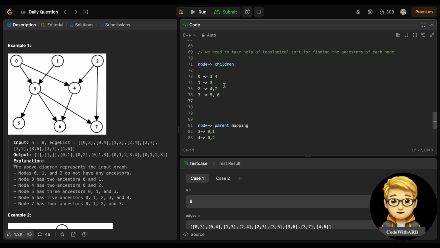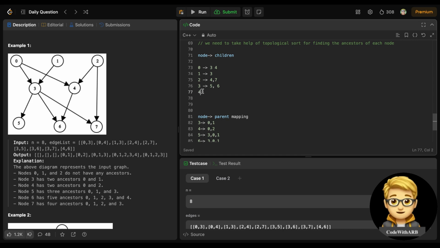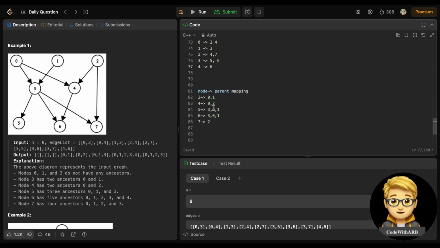So now we will move to this 4 part, because this is the order. I will move to 4 and check which has children of 4. If I see the child is 6, it means 4 is a parent of 6, so I will include 4 as a parent. When I include 4 as a parent, I will again check whether 4 has some parents or not.